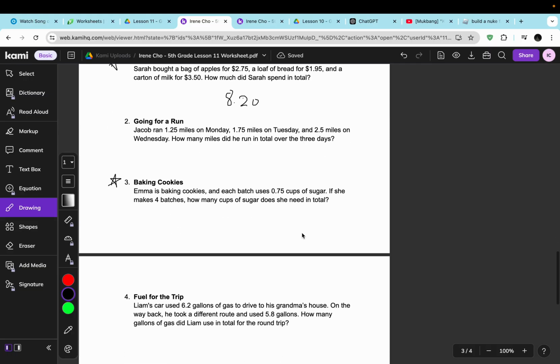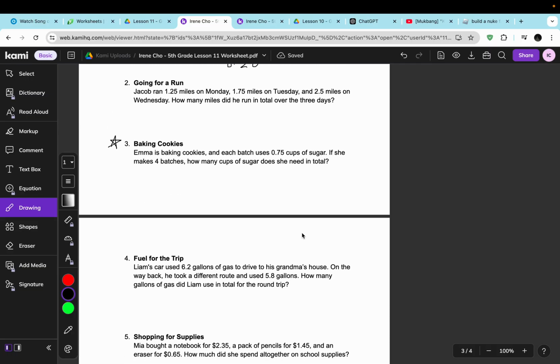So I'll do another question. So it says baking cookies. Emma is baking cookies and each batch uses 0.75 cups of sugar. If she makes 4 batches, how many cups of sugar does she need? So for each batch she uses 0.75 and she's going to make 4 of those. Since we have to make 4 of them, that means that the number of the cups of sugar has to be multiplied by 4 to make 4 batches. So we multiply it by 4.